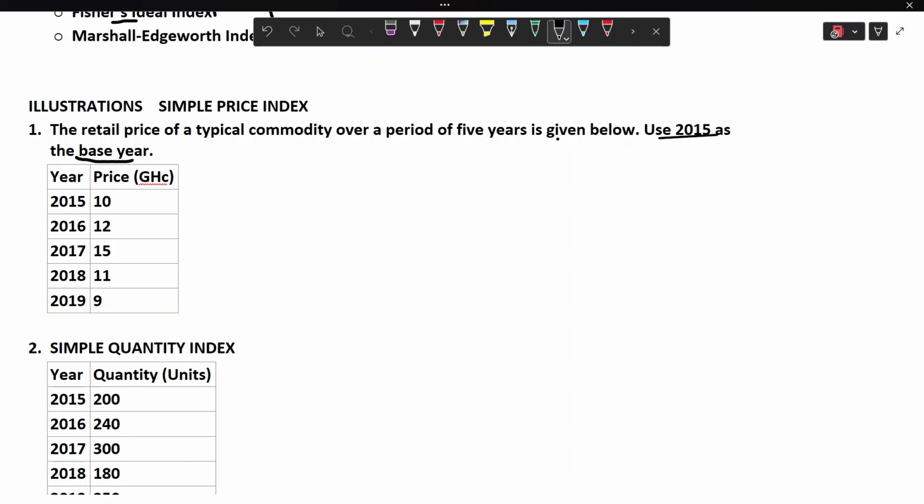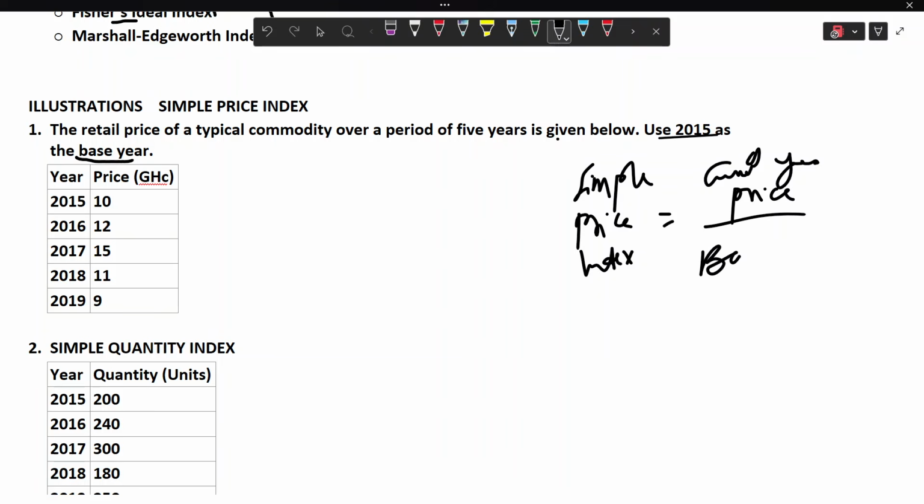How do you find the simple price index? The simple price index is given by the current year price over the base year price times 100. Since 2015 is the base, always take note that the base year is always 100. The base year, which is the reference period, is always 100. If you also want to solve for 2015, here is the simple price index.